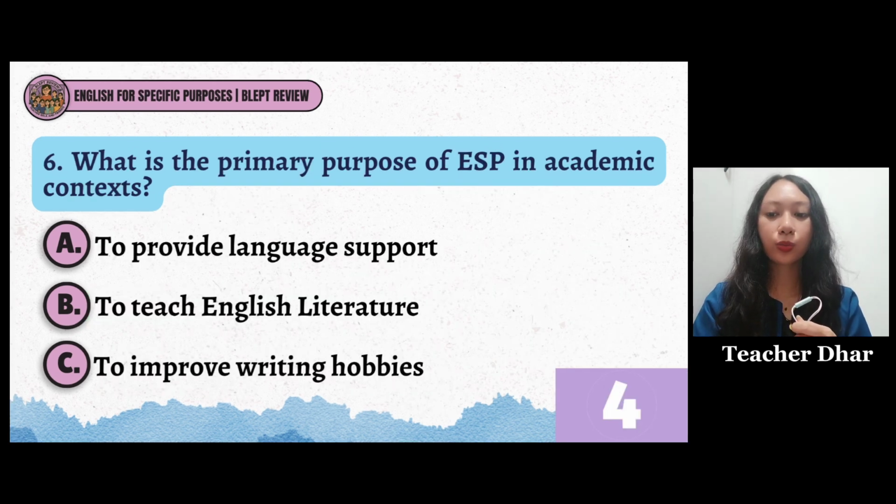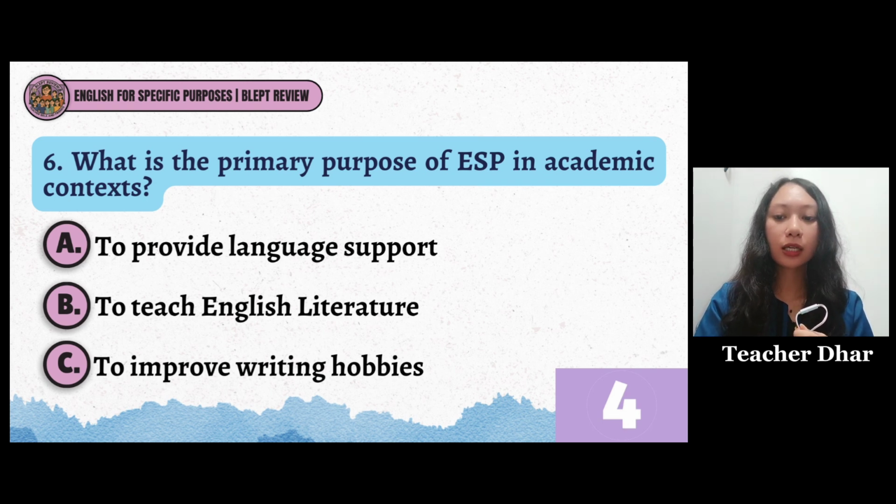Okay, let's try this one. What is the primary purpose of ESP in academic contexts? Letter A, to provide language support. Letter B, to teach English literature. Or letter C, to improve writing habits. Your 5 seconds starts now.